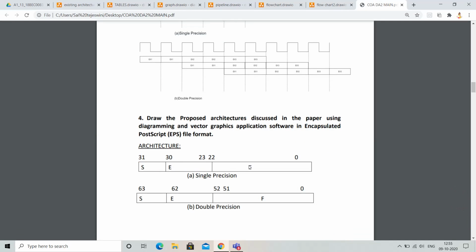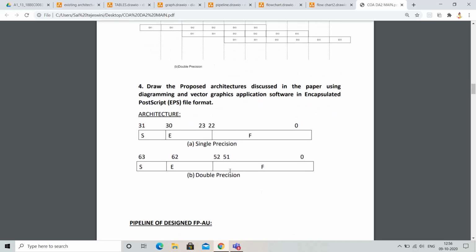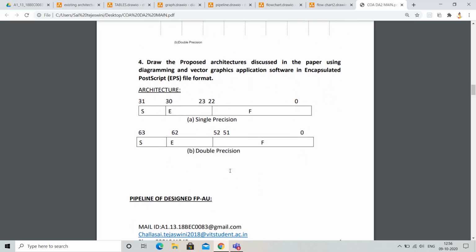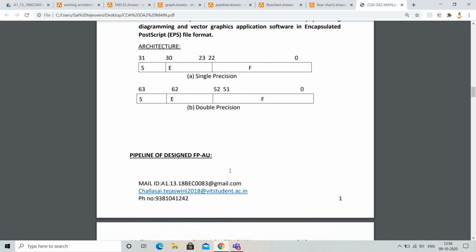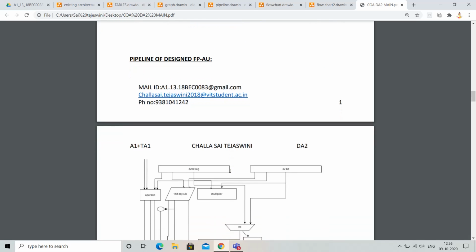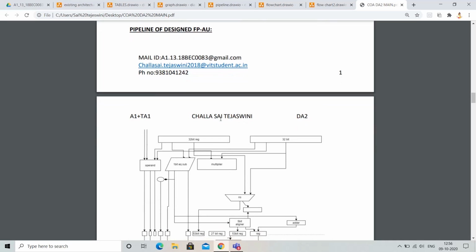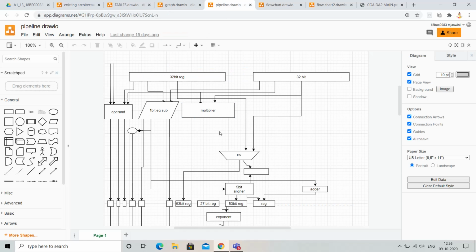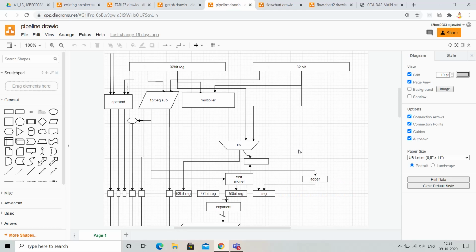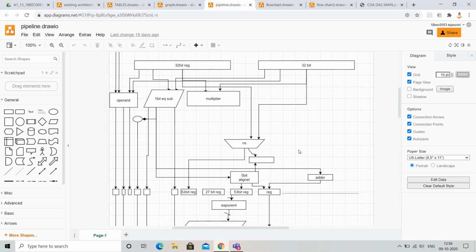Coming to the fourth question, draw the proposed architecture discussed in the paper using diagramming vector graphics application software in encapsulated PostScript file format. Here you can see the architecture of single precision and double precision. Pipeline of the designed floating point arithmetic unit. You can see the pipeline of the FPAU which is drawn using the draw.io tool.